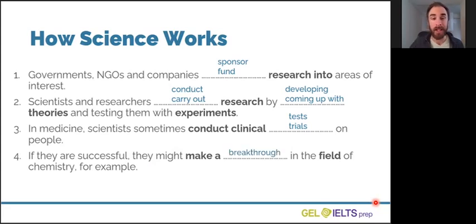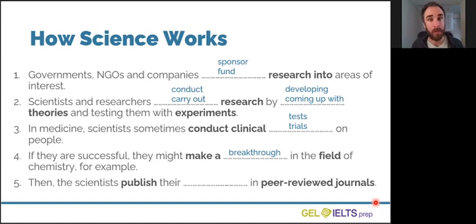The correct answer is breakthrough. If they are successful, they might make a breakthrough in the field of chemistry. And finally, number 5. We are missing a noun from sentence number 5. Look at the next question below this video and can you write the word which completes sentence number 5?